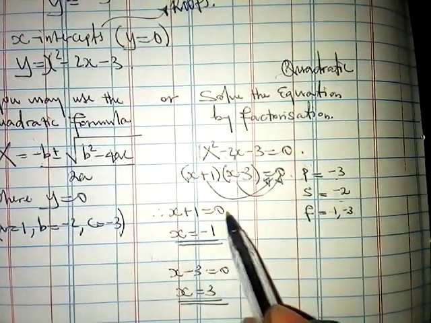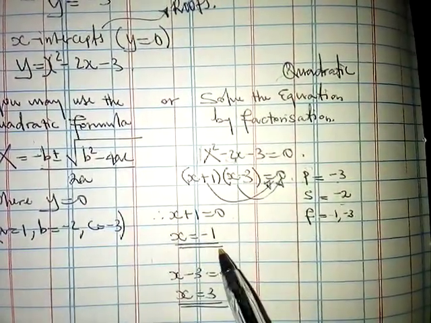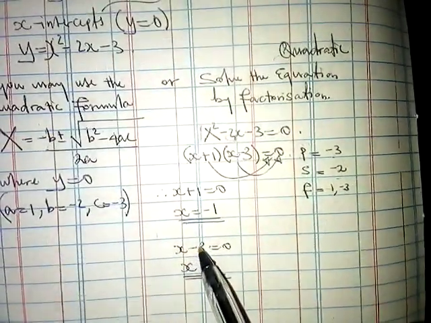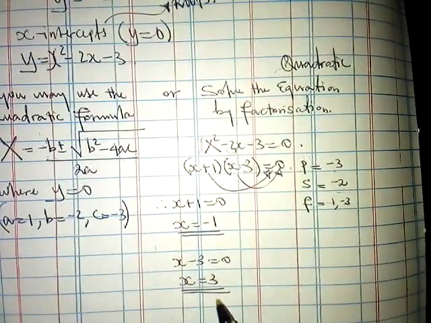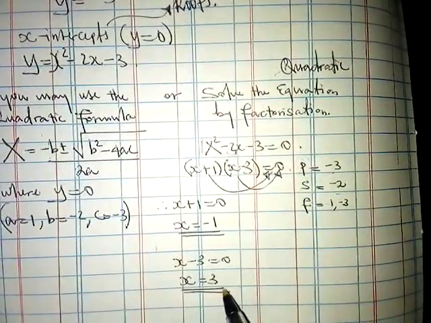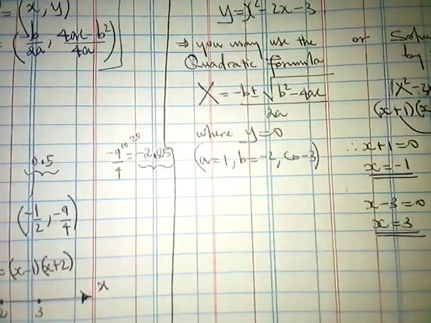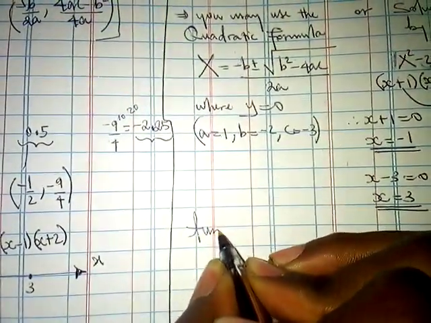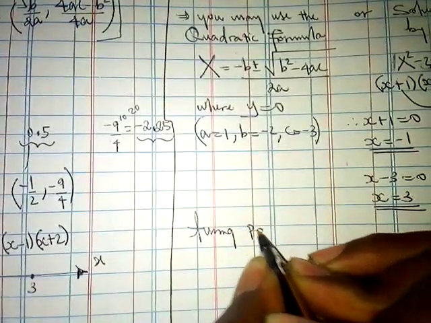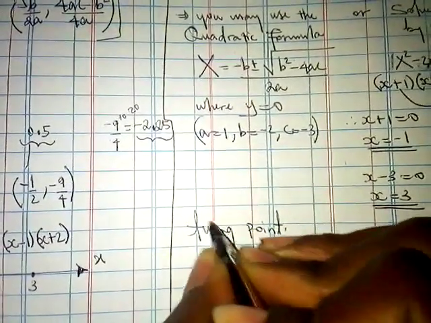So x plus 1 is equal to 0, so the x value is going to be negative 1. x minus 3 will also be equated to 0, so x is going to be positive 3. Now, remember, I've already guided you to say that your intercepts are not enough. You now need to know your turning point.